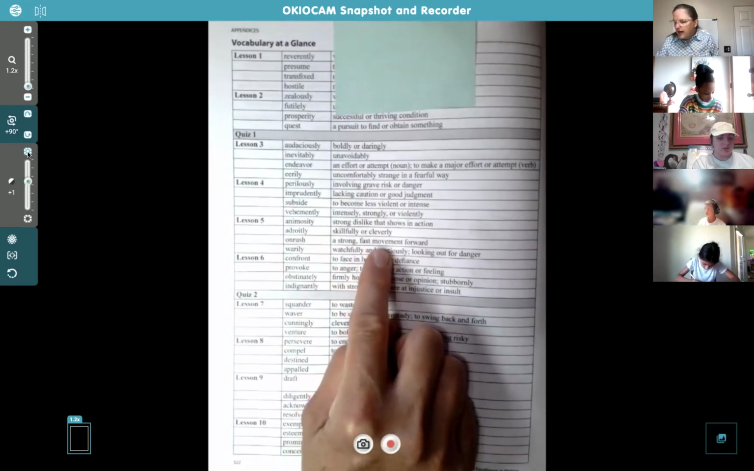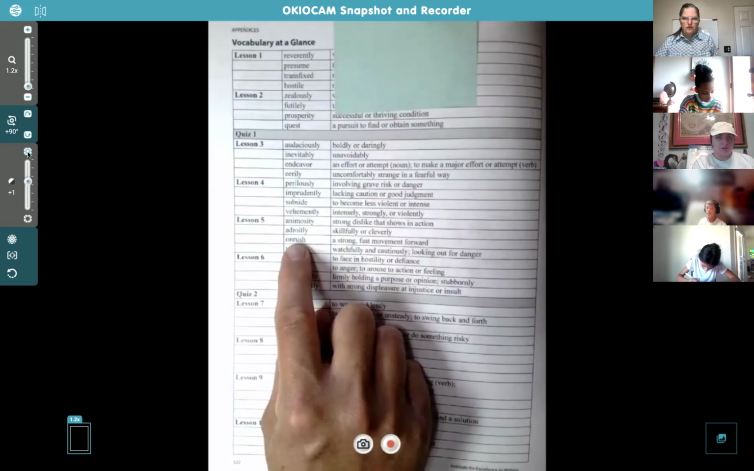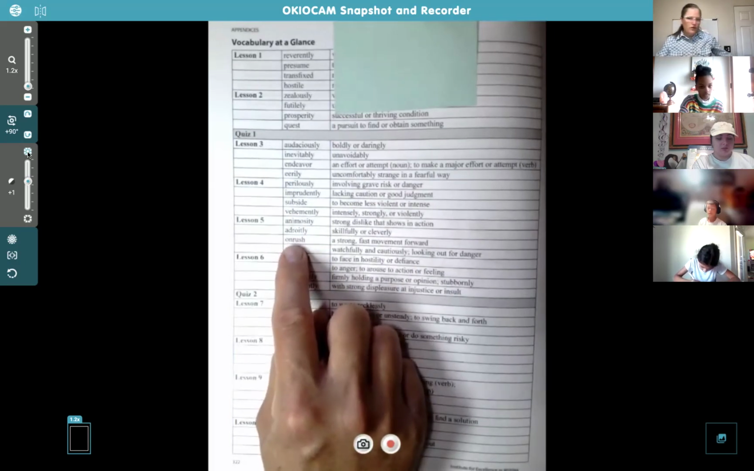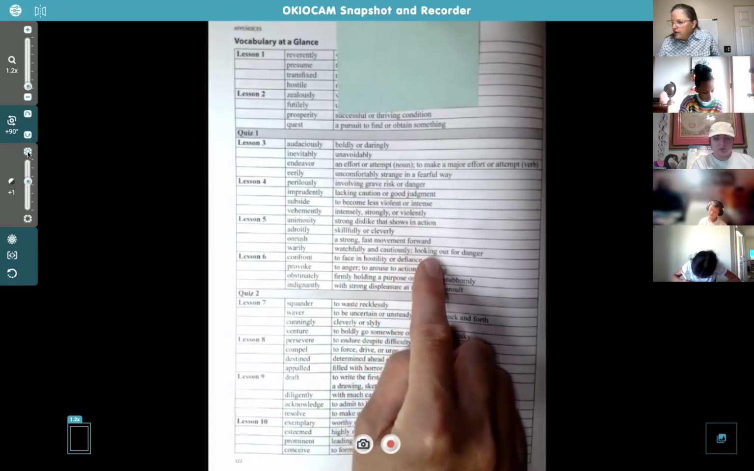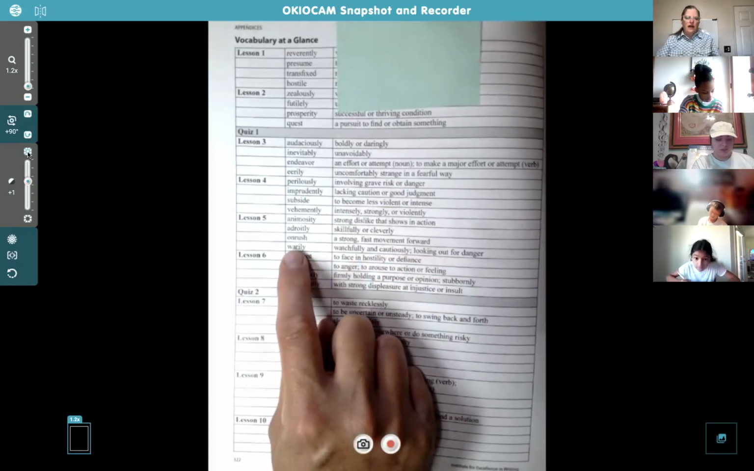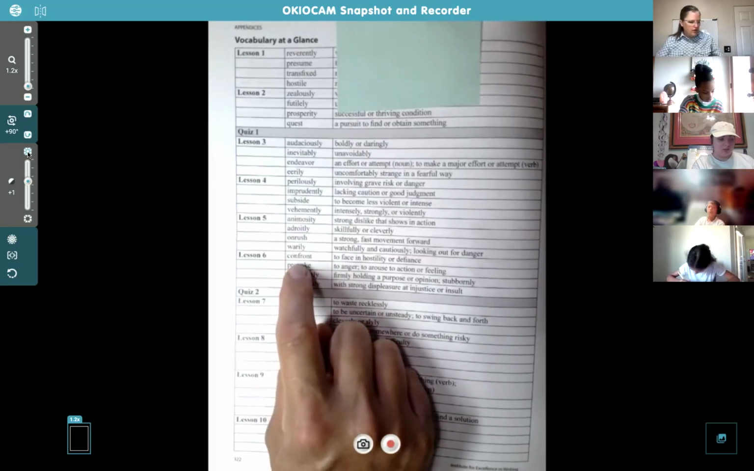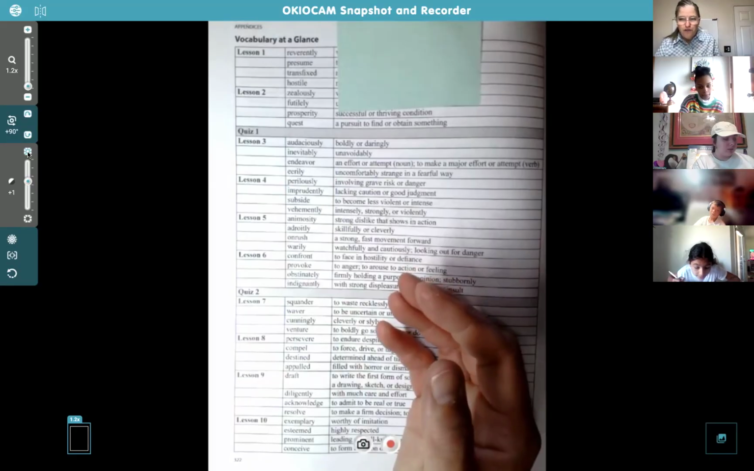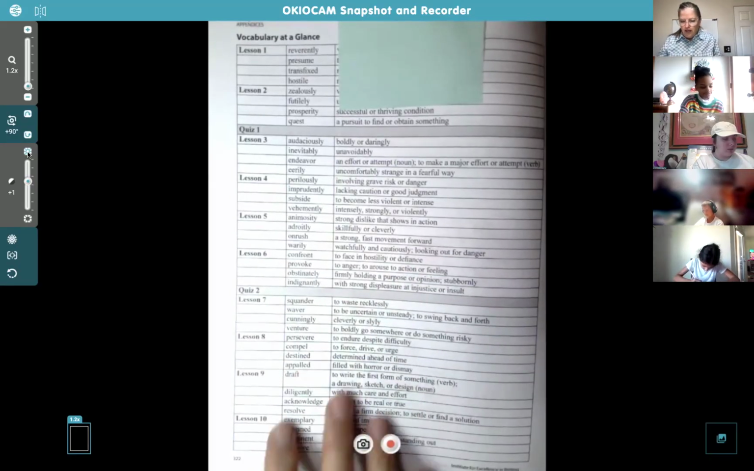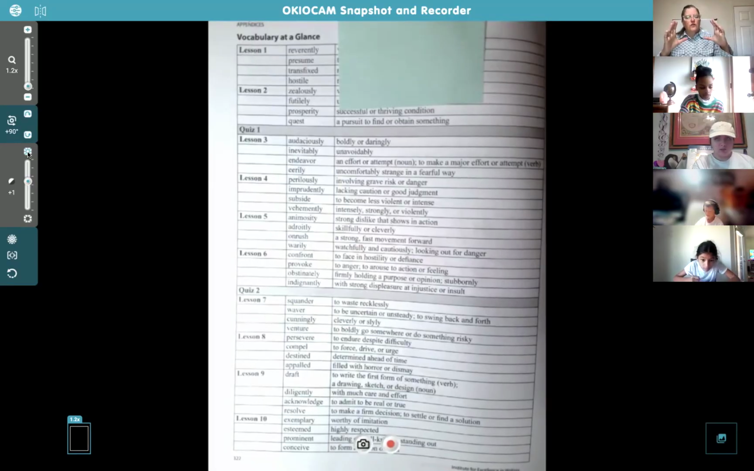Onrush, a strong, fast movement forward. Onrush. There was an onrush of soldiers or an onrush of attack. Warily, meaning watchfully and cautiously looking out for danger. So there you go, another ly adverb. So use 2 of those words in your writing this week as you work on those 3 paragraphs. You can decide which ones to use. If you want to challenge yourself and use all 4, go for it. And I liked how JC you did it correct with the VOC in parentheses right before the word. So that's how I want you guys to label it in your paper.